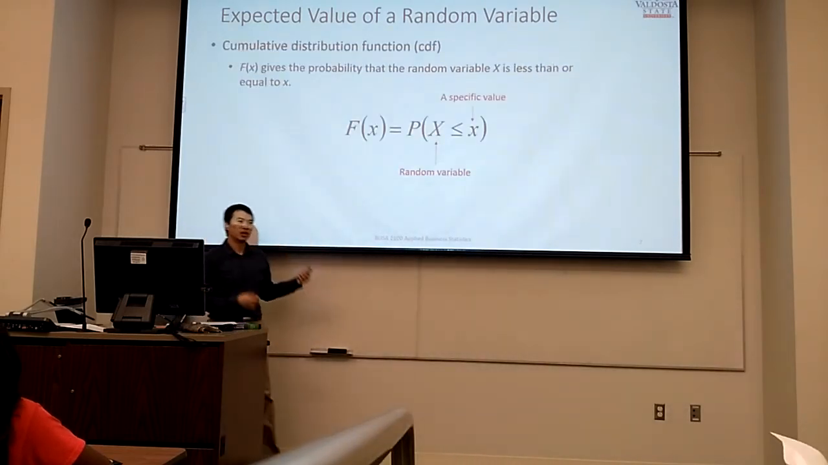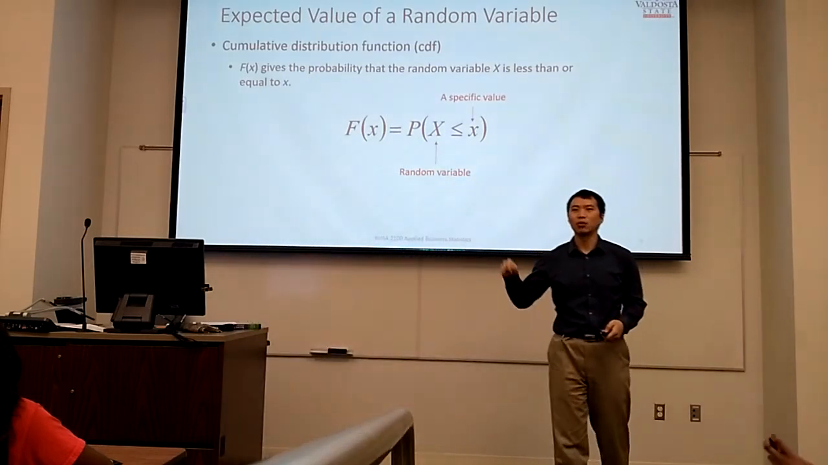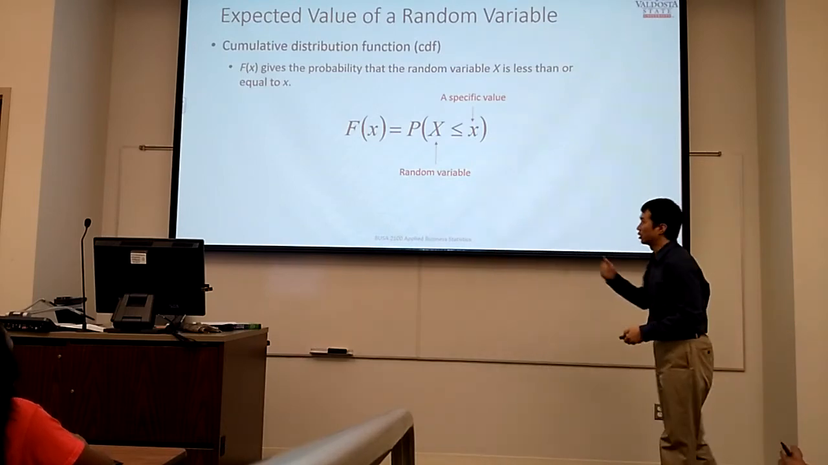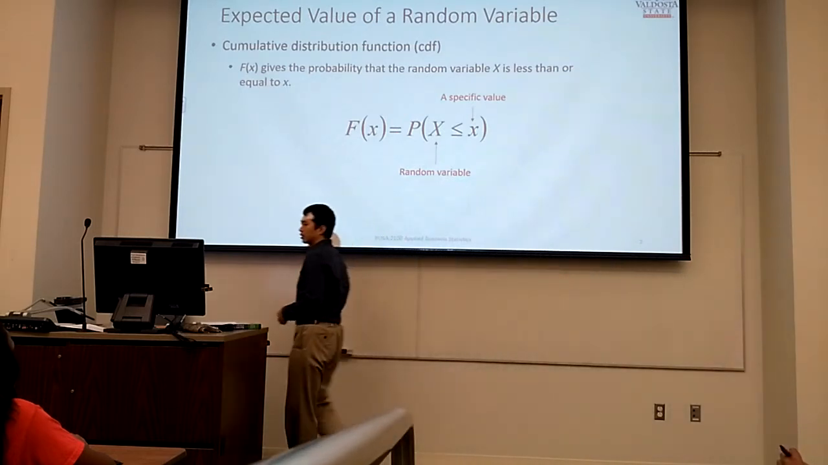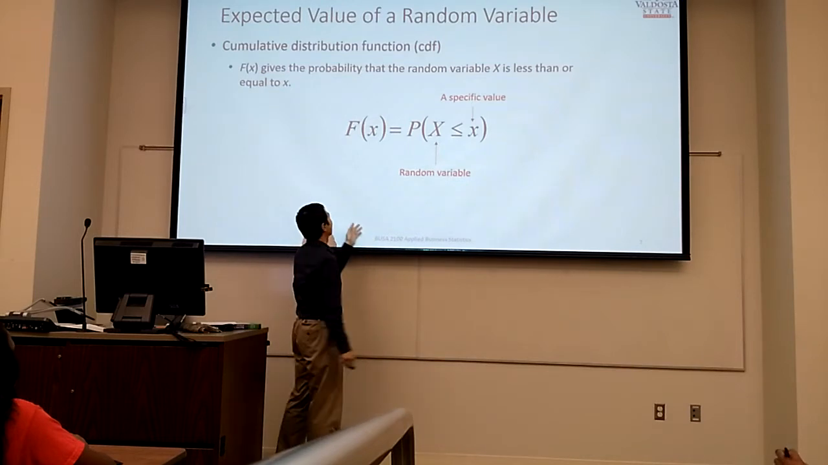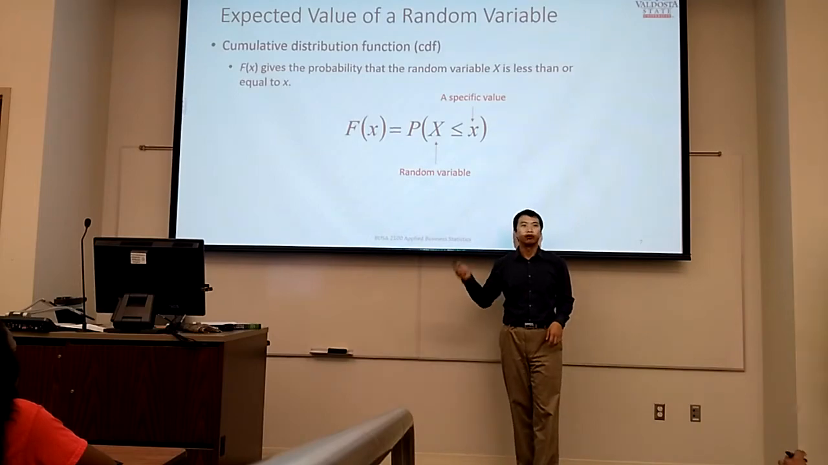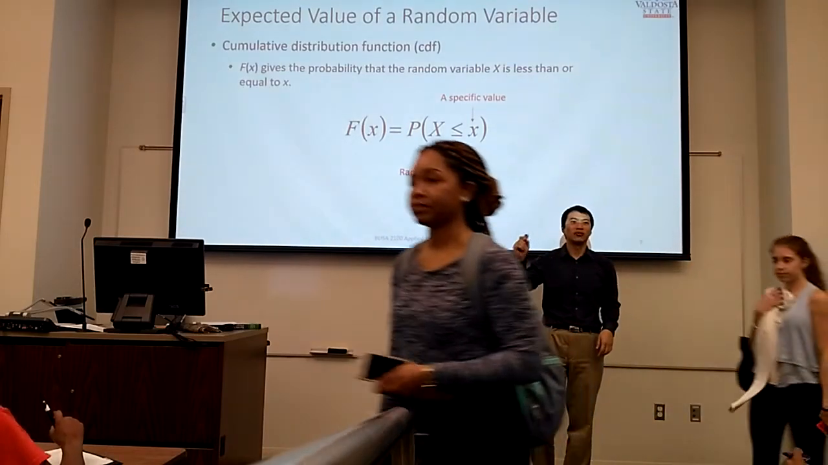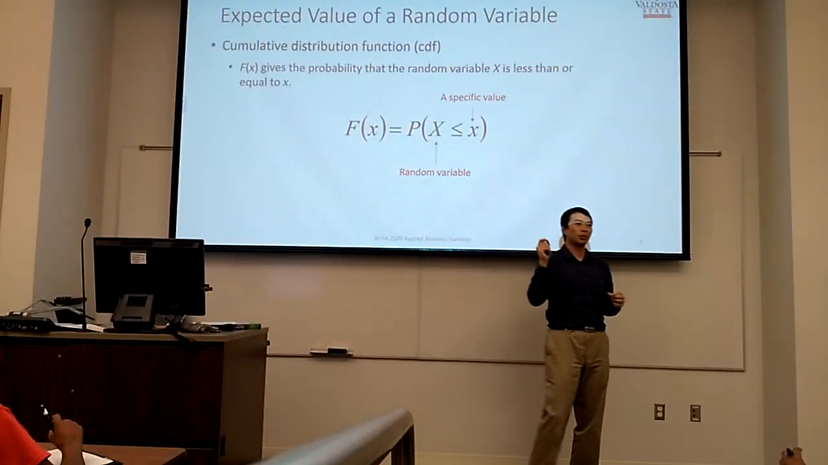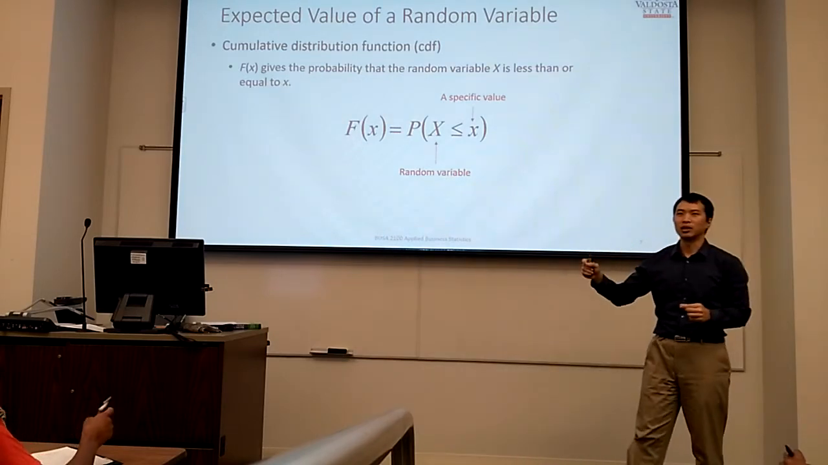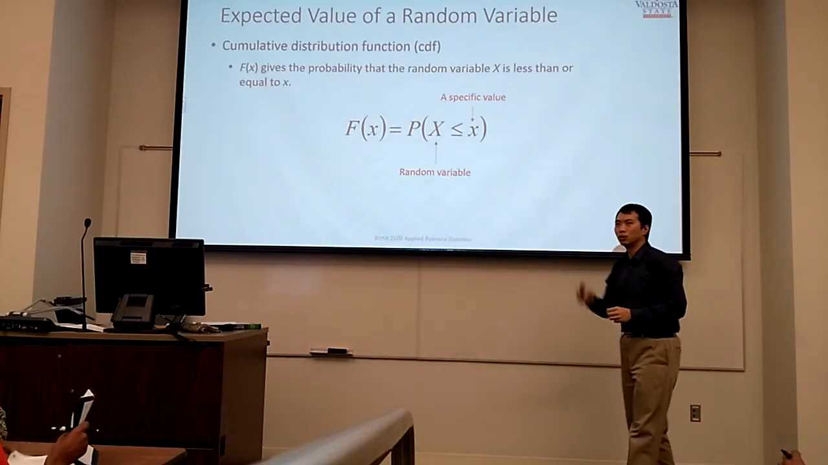And if we are interested in the probability that the random variable is less than or equal to a specific value, then we use the CDF, the cumulative distribution function. We use the capital F to denote that. So that's the second function we need to remember. The first one describes the probability that the random variable is equal to a specific value. And this one describes the probability that the random variable is less than or equal to a specific value. So two functions.